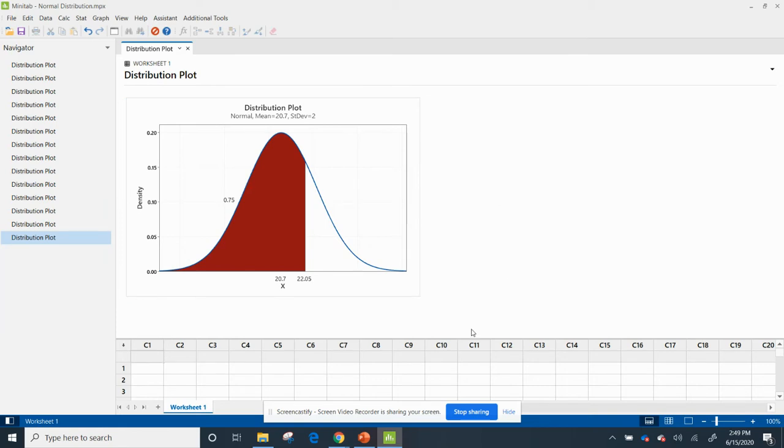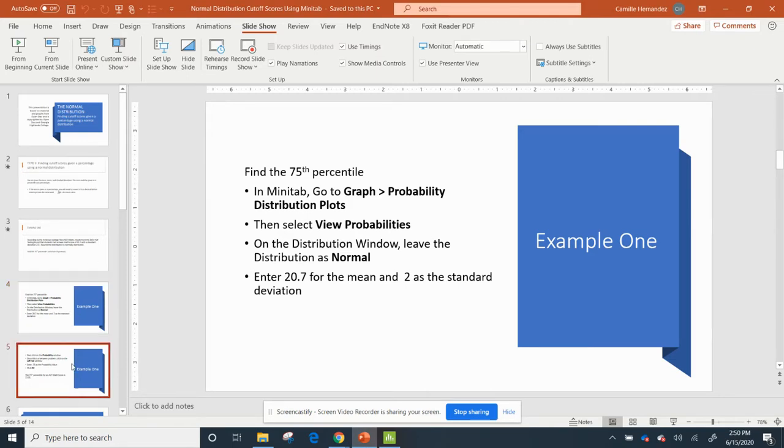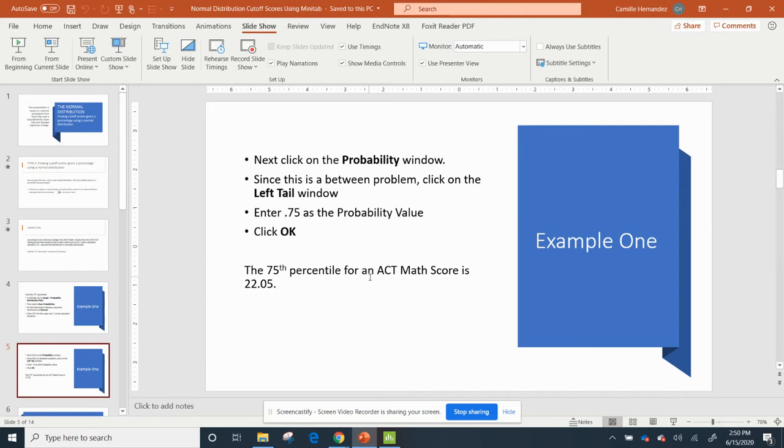All right, so let's break this down. My mean is 20.7. This area in red is 75% of the data. Remember, this whole curve under here, the red and the white, is 1. This is 0.75 or 75% of the data. The value that is the boundary between the white and the red is 22.05. So that is my answer. The 75th percentile for the ACT math score is 22.05. That means that's the score that divides the data, 75% on one side and 25% on the other. So that's how we did that.